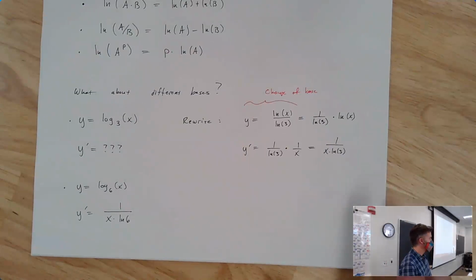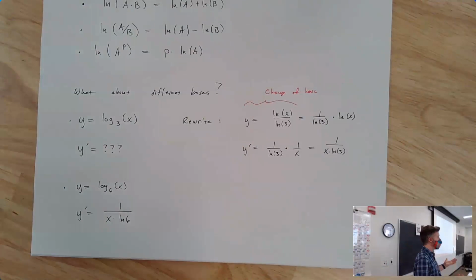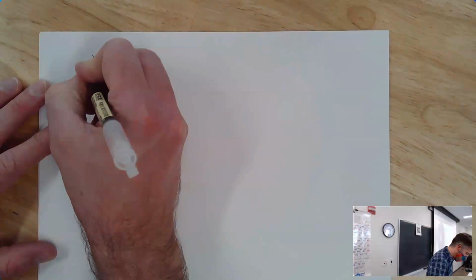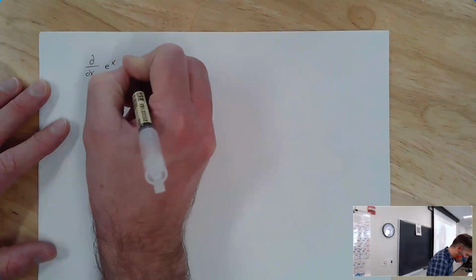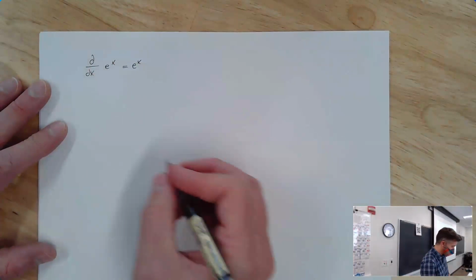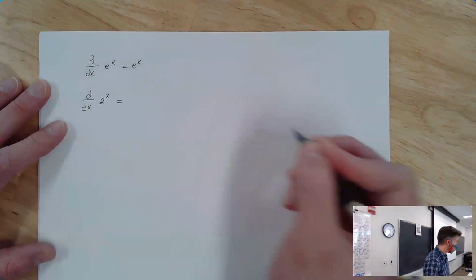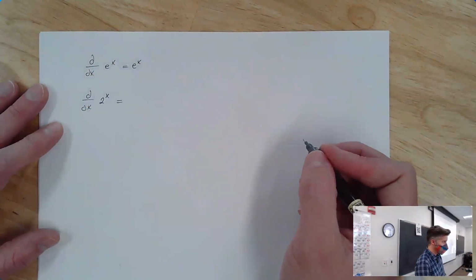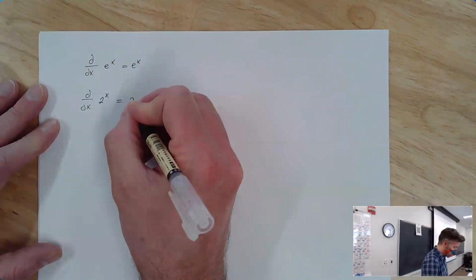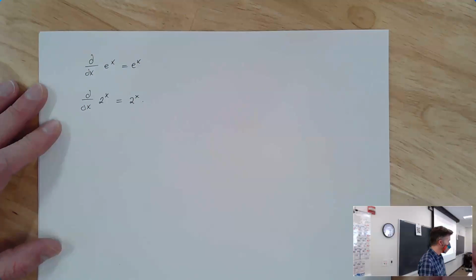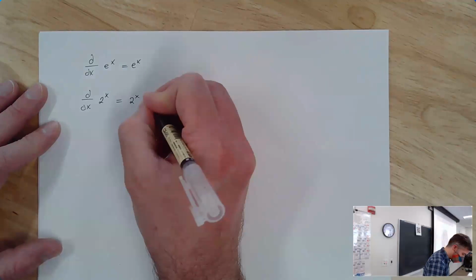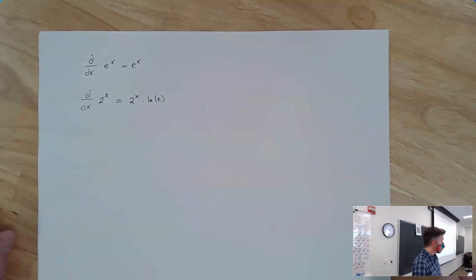There's a nice correspondence between logarithmic and exponential functions that I want you all to be aware of. You definitely know the derivative of e to the x is e to the x. You guys remember what the derivative of 2 to the x might be? I know it's a little tricky. It's 2 to the x times something. Exactly. You can memorize this.